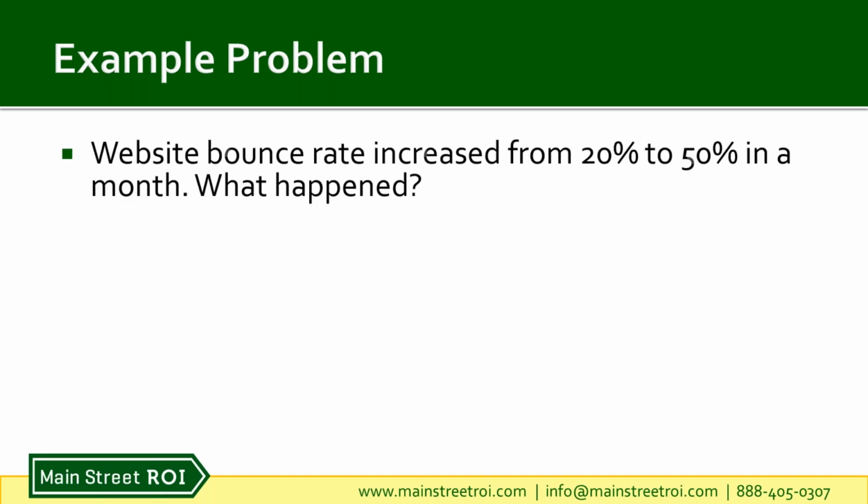And here's an example problem. I already mentioned this. So let's say you're looking at your website bounce rate and you notice that it increased from 20% to 50% from last month to this month, and you're obviously wondering what the heck happened. Why did bounce rate increase? And again, the reality is, if you just look at that aggregate data across all of the sources of traffic, that doesn't tell you anything about what happened.